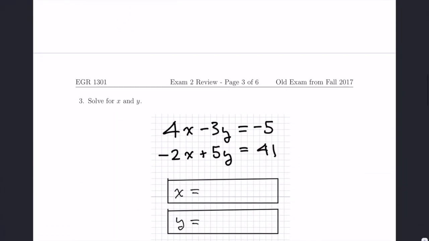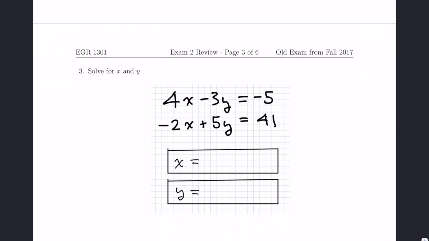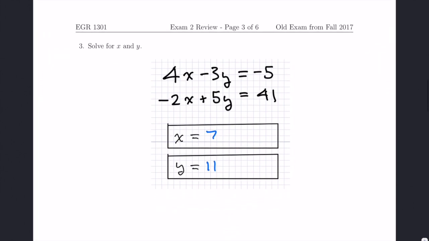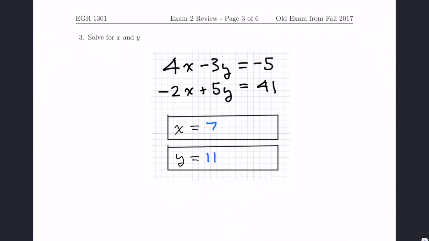Okay. The third problem, I still expect you to be able to solve linear systems of equations. You can work on that one. I think the answers turn out to be 7 and 11. Okay, so that's the first half. I'll make another video covering the second half of these problems.